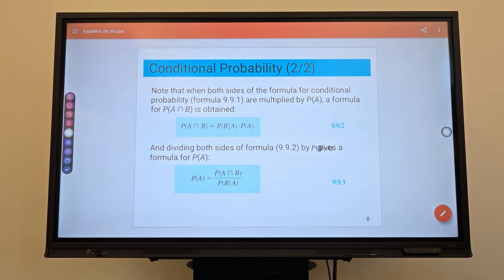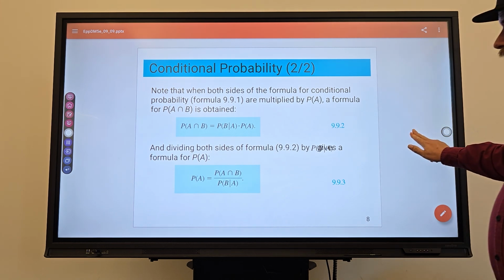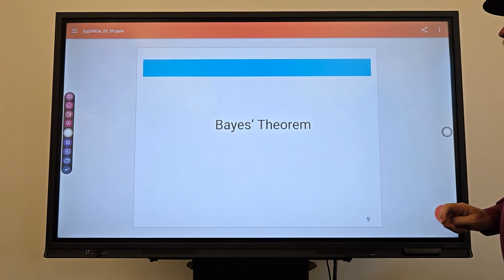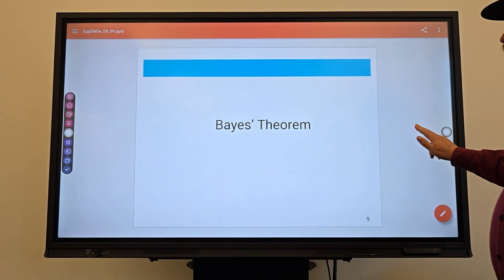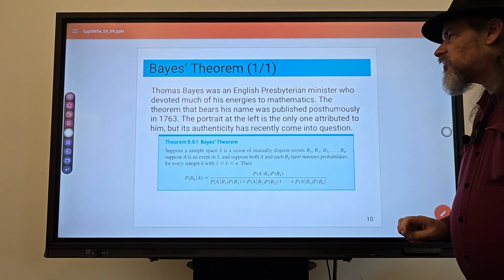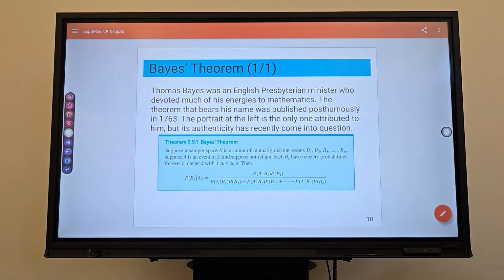So, Bayes' theorem. Thomas Bayes was an English Presbyterian minister who devoted much of his energies to mathematics. The theorem that bears his name was published posthumously in 1763.